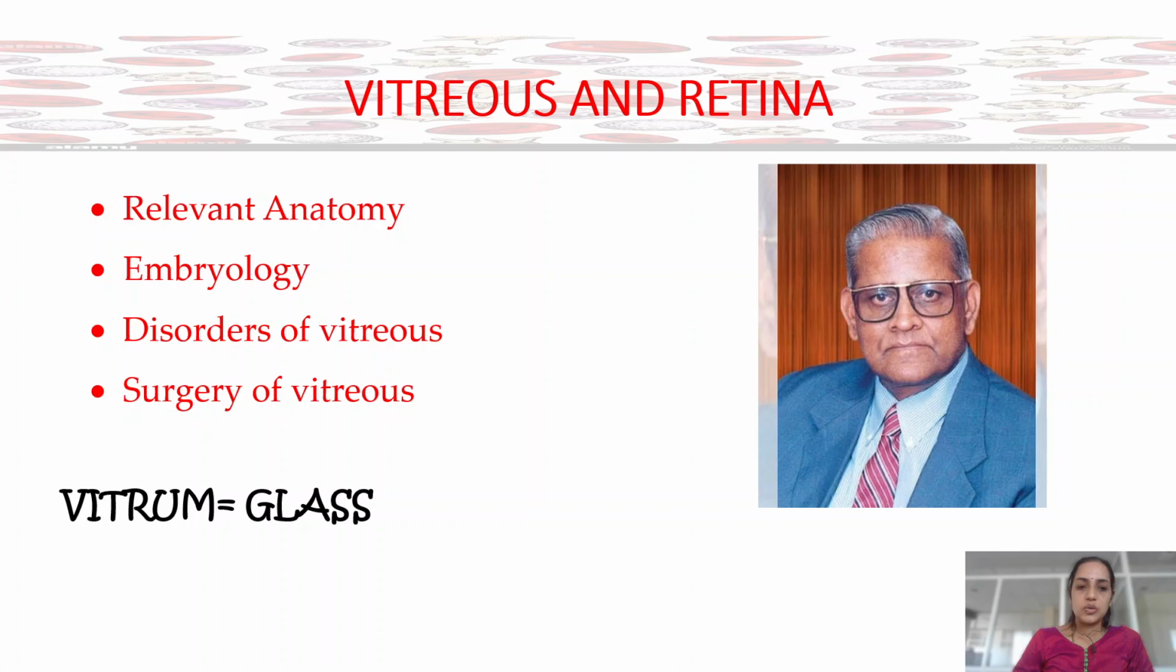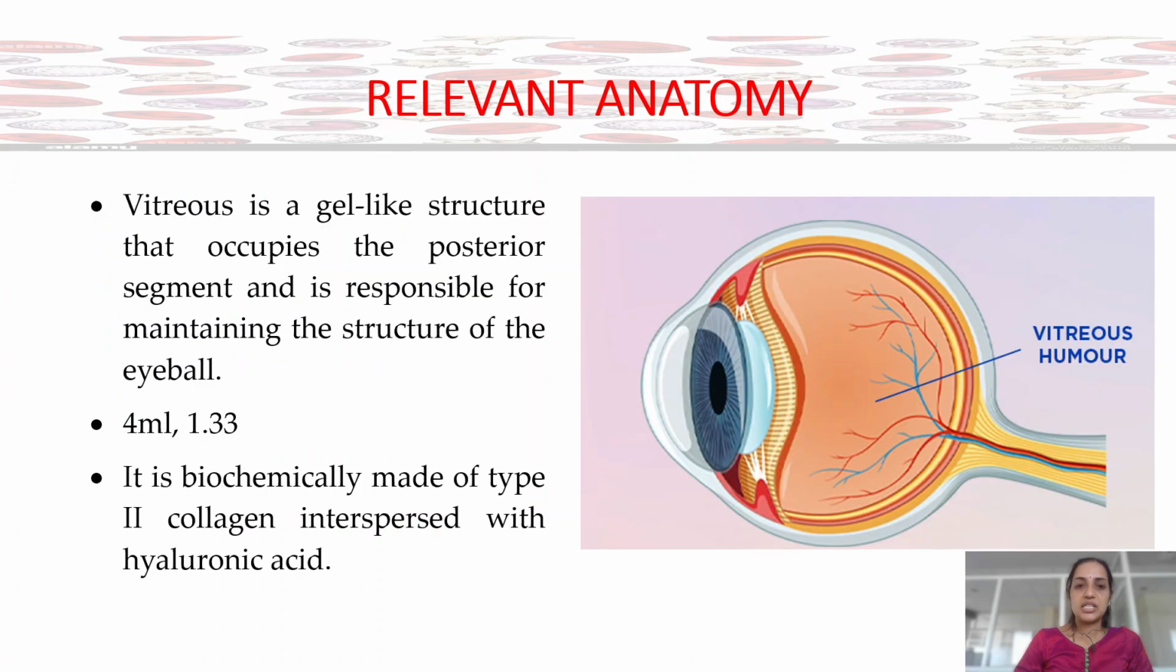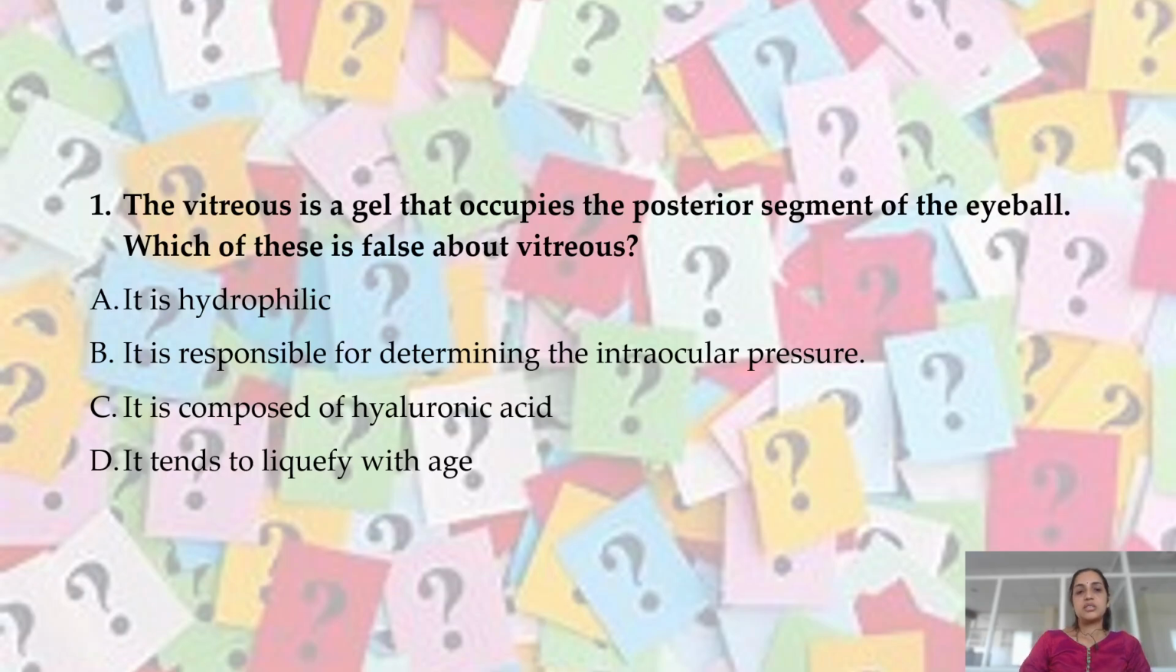vitreous. So vitreous in Latin means glass. So vitreous is called so because it is optically clear. It is a gel-like structure that occupies the posterior segment and is responsible for maintaining the structure of the eyeball. The volume is around 4 ml and it has a refractive index of 1.33. It is biochemically made of type 2 collagen interspersed with hyaluronic acid. The vitreous is a gel that occupies the posterior segment of the eyeball.